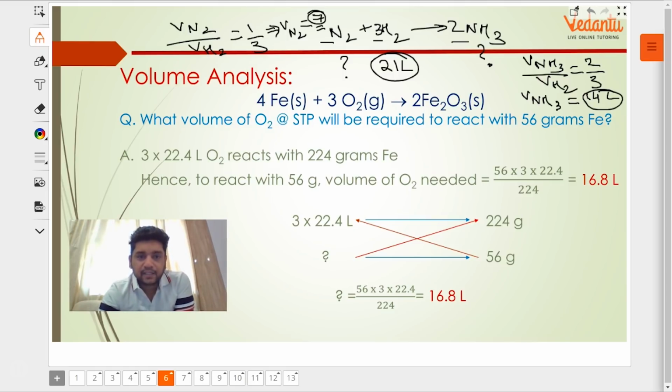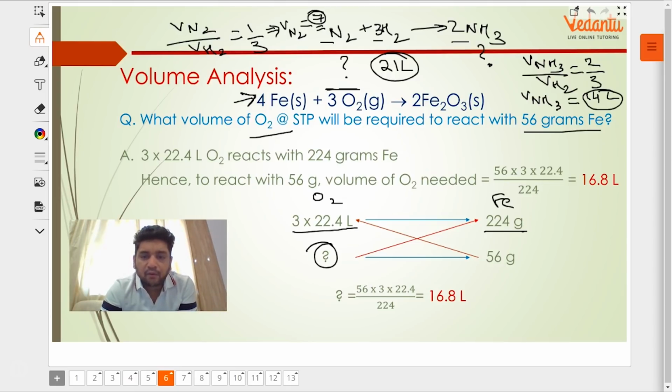Okay, let's look at the question. What volume of oxygen at STP will be required to react with 56 grams of Fe? Looking at the balanced reaction, I can see that 4 into 56 grams of Fe is reacting with 3 moles of O2, that is 3 into 22.4 liters of oxygen. So 3 into 22.4 liters of oxygen is combining with 224 grams of Fe.